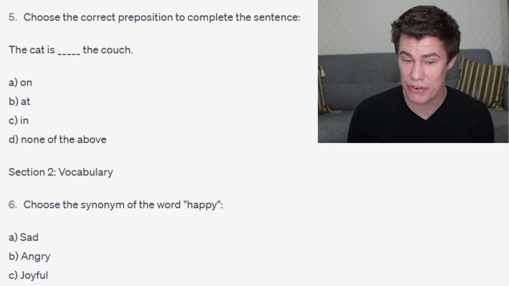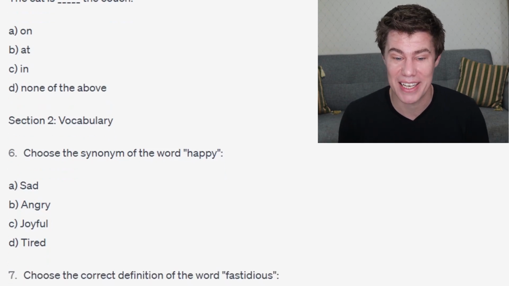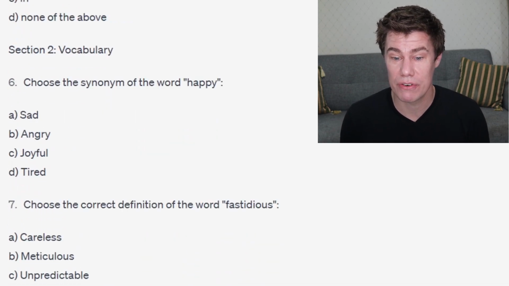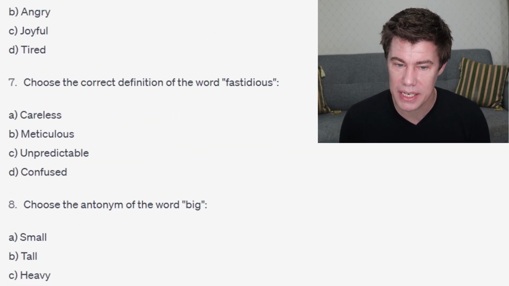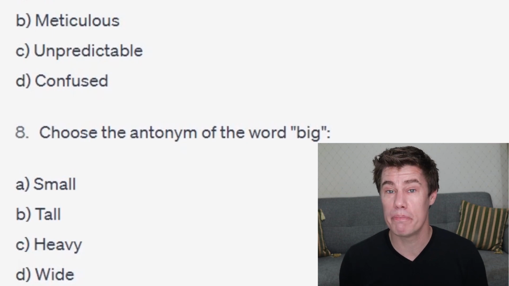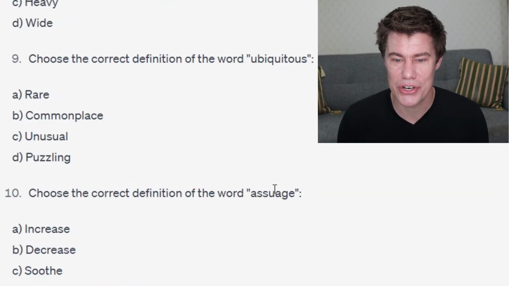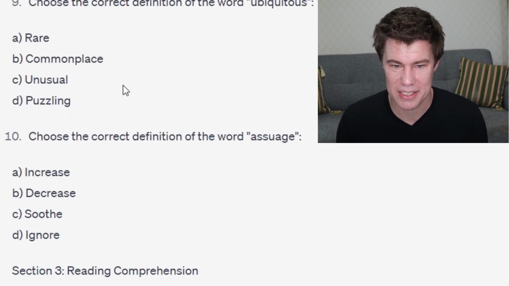And then section 2, vocabulary. Choose the synonym. What is synonym? It means the same as happy, maybe joyful. Choose the correct definition for the word fastidious. I would say meticulous. Choose the antonym for the word big. Antonym, the opposite. So big, small. Choose the correct definition for the word ubiquitous. Commonplace.